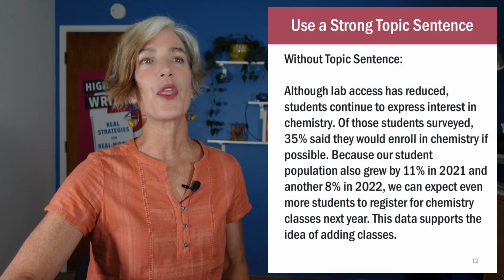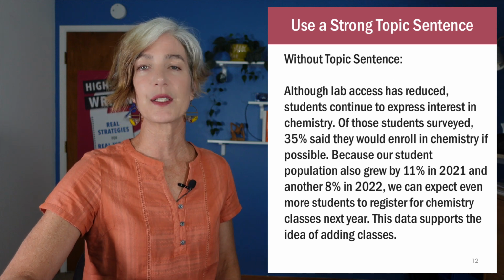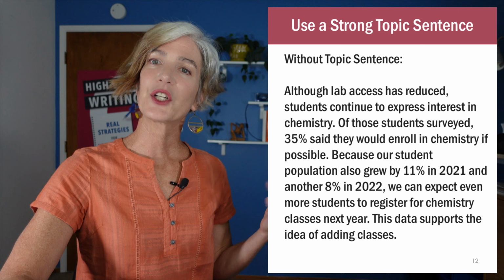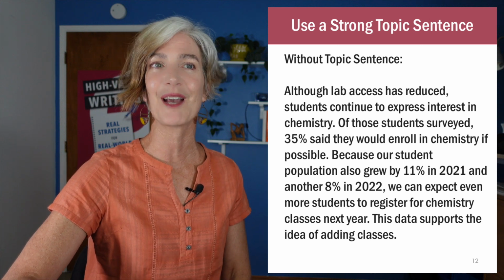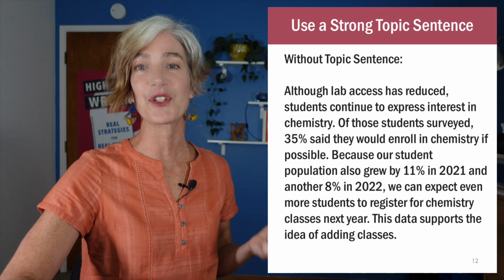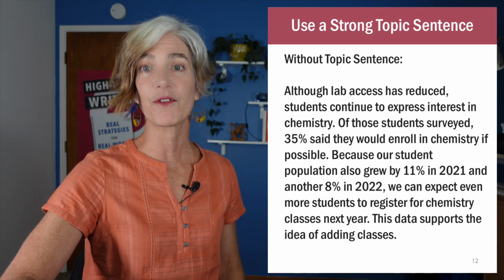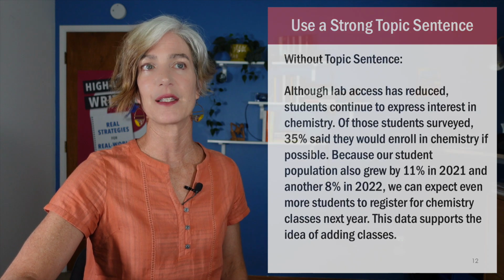We would just start with, although lab access has reduced, students continue to express interest in chemistry. That could be an okay topic sentence for a paragraph about people liking chemistry. But our paragraph is about wanting to add chemistry classes, a little bit different. So we really need to say that specific point in our topic sentence.